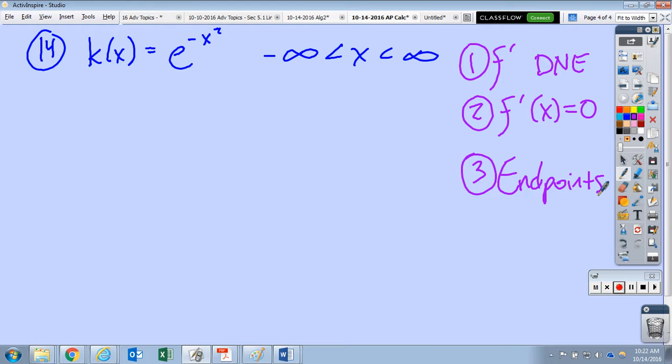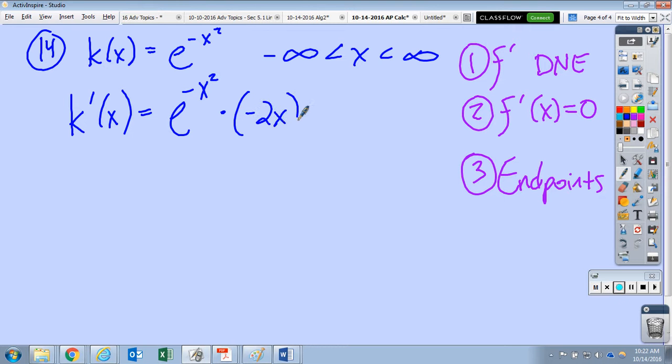Okay, so let's go ahead and do this one. For k, we look at the derivative. k prime of x would be equal to e to the negative x squared times the derivative of the exponent, which is negative 2x. You'd also multiply by the natural log of b, but that's just 1 since the base is e. So remember that the derivative of e to the u is equal to e to the u times du dx.